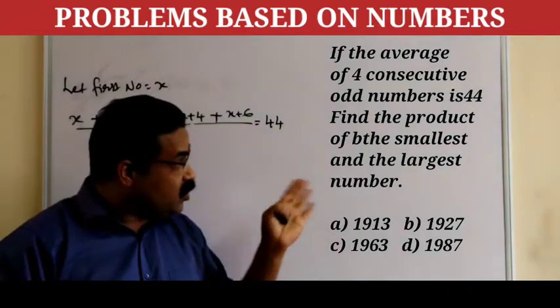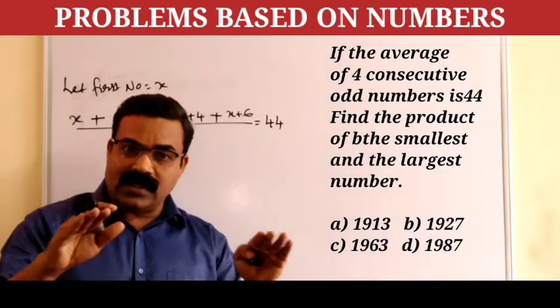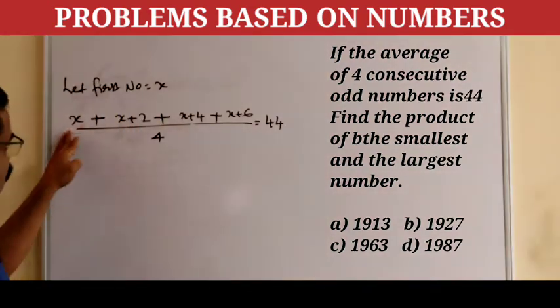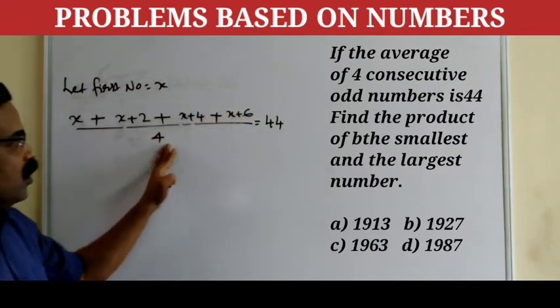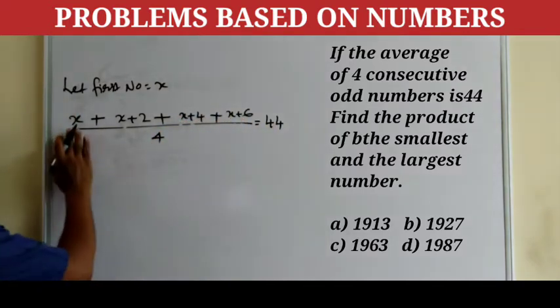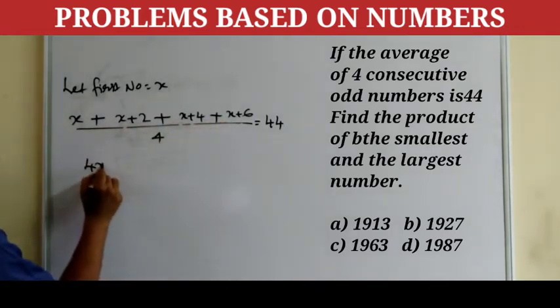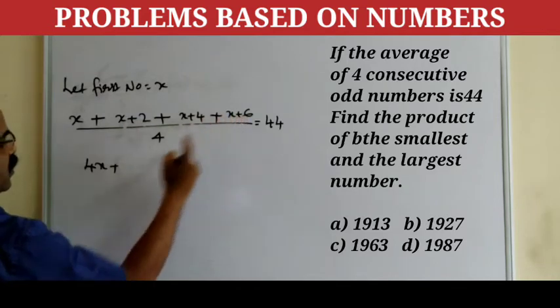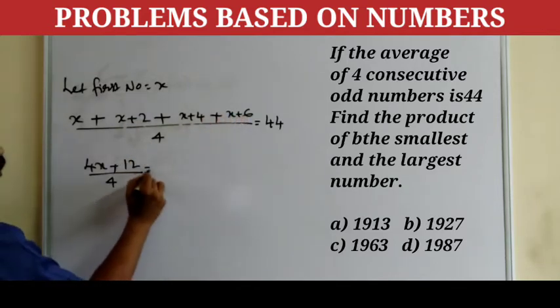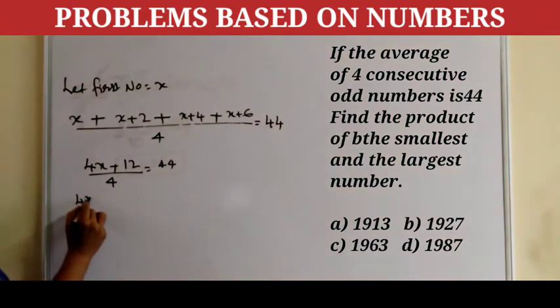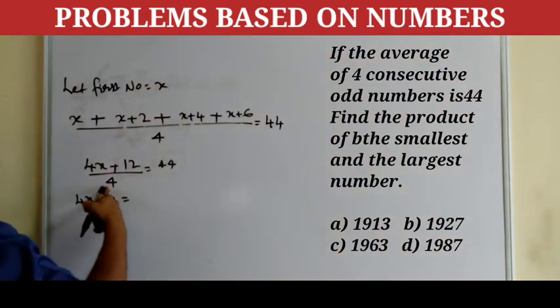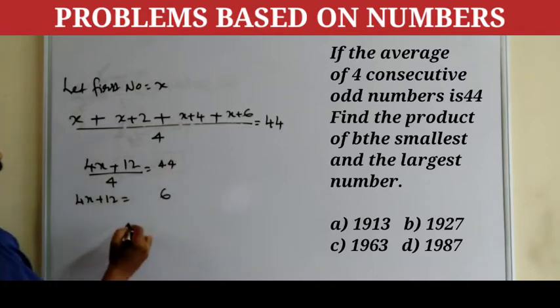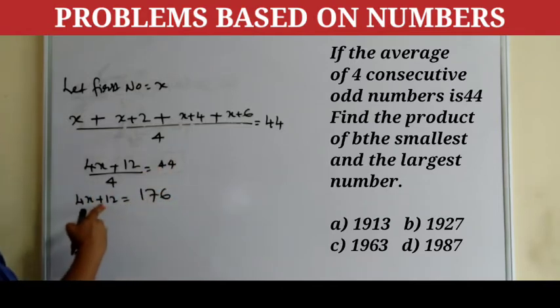It is given that the average of these 4 numbers is 44. Average means total sum divided by total number, so divided by 4, we got 44. Now x plus x plus x plus x is 4x, 2 plus 4 is 6, 6 plus 6 is 12. So 4x plus 12 divided by 4 is equal to 44. This 4 will multiply here, 4 4s are 16, plus 1, 176. Taking 12 to the other side, it becomes minus. So 4x is equal to 176 minus 12.